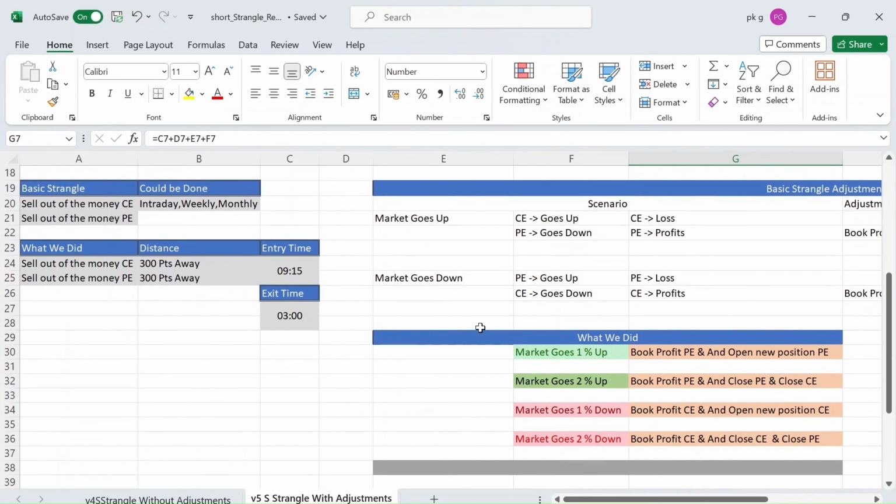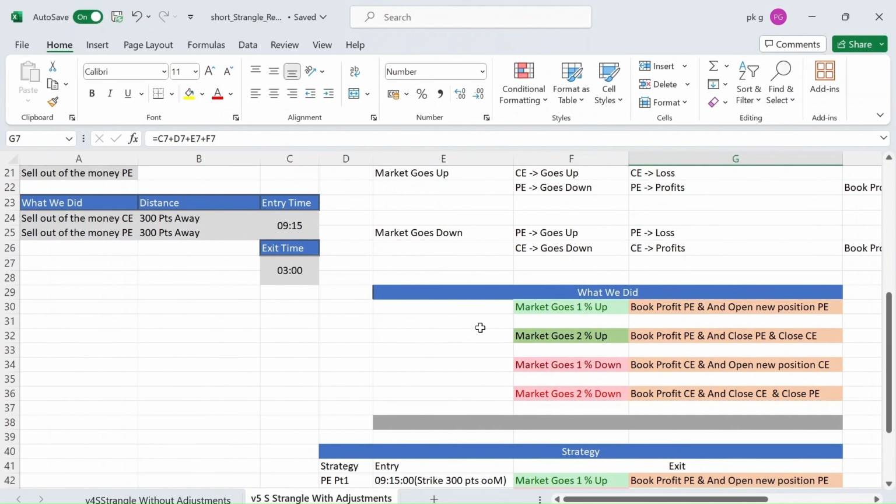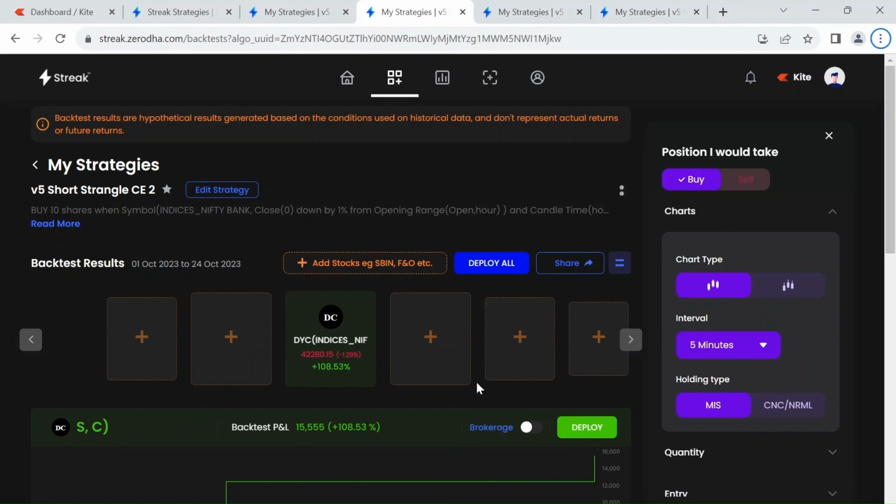So if that kind of scenario happens, you have to monitor your position and you can do your manual adjustment. Currently, with the current Streak functionality, we couldn't adjust our strangle in that kind of scenario. But if it goes slightly up or slightly down, then we can adjust it by using these 4 strategies deployed simultaneously. So that's about this video.